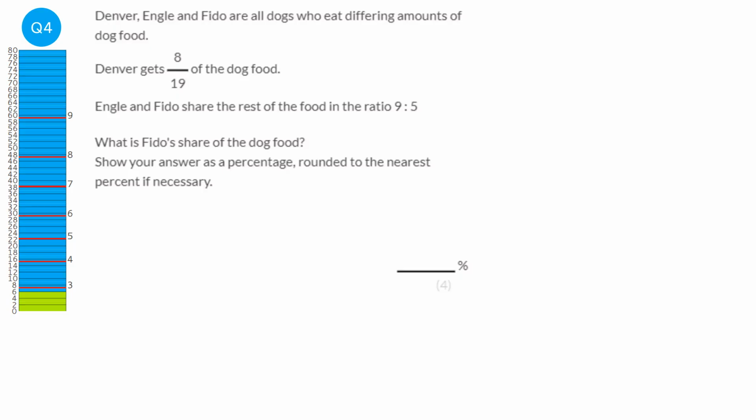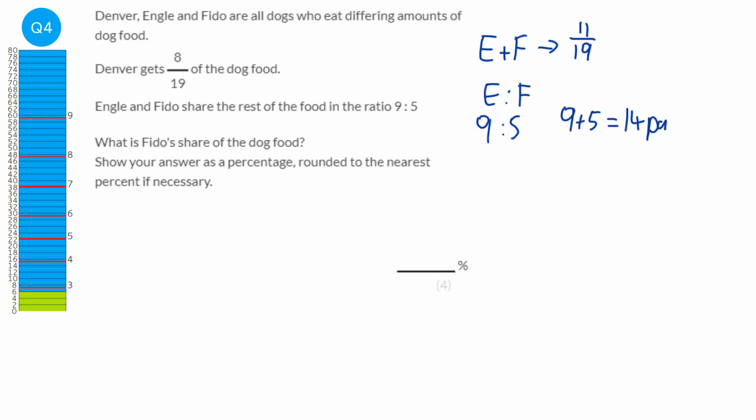The first piece of information I'm going to focus on is the fact Denver gets 8/19. That means that Engel and Fido together must get 11/19 because they have to add up to 1. So we're only looking at 11/19. I'm going to focus on the ratio next of Engel to Fido. So it's 9:5. Let's have a look and see, well, first of all, how many parts there are altogether. So 9 plus 5, which is 14 parts. So there are 14 parts in total, and the share that they get is 11/19.